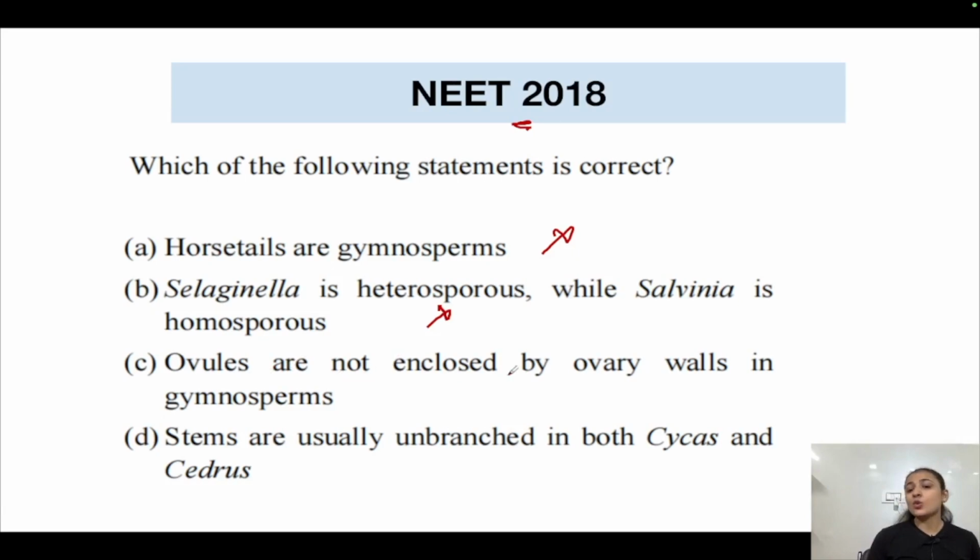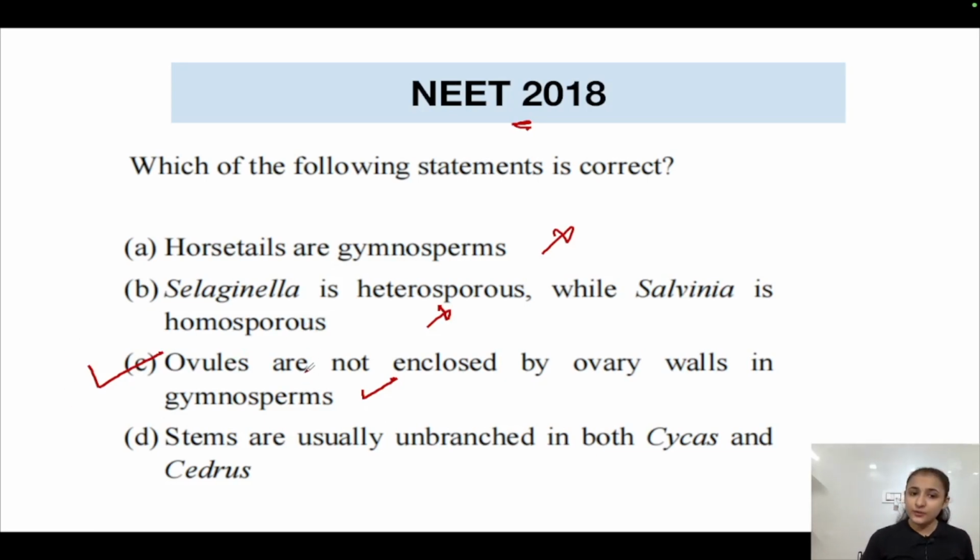Option number C is saying ovules are not enclosed by ovary walls in gymnosperms. So this option is yes, this option is correct. Ovules जो होते हैं gymnosperms में naked ovules present होते हैं, ओवरी वॉल से वो कवर्ड नहीं रहते हैं. अगर ओवरी वॉल से कवर्ड रहते जो सीड्स होती है वो कवर्ड होती, बिकॉज ओवरी वॉल्स जो है वो टर्न हो जाती फ्रूट वॉल में. सो सीड्स जो है वो नेकेड नहीं रहती फिर. सो द करेक्ट आंसर इज ऑप्शन नंबर C.